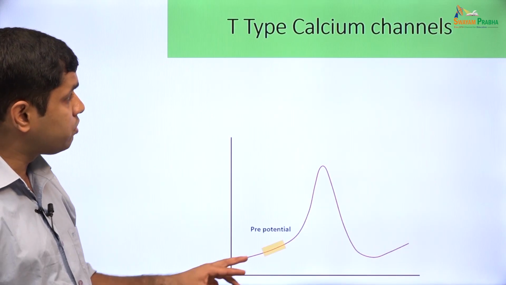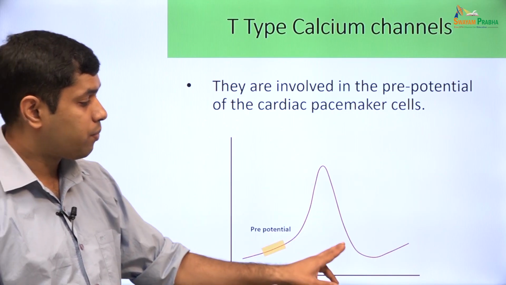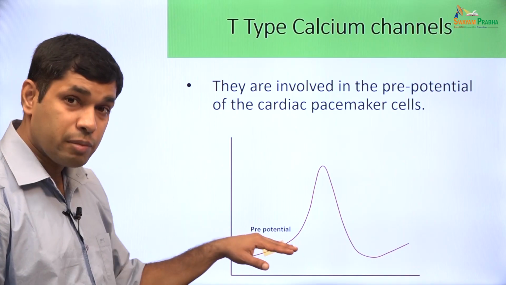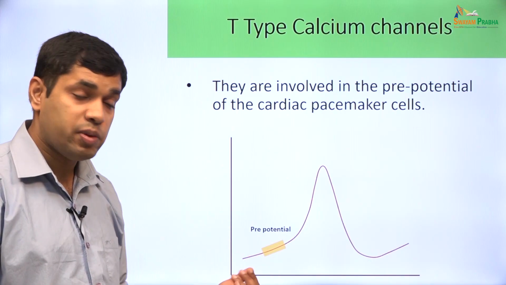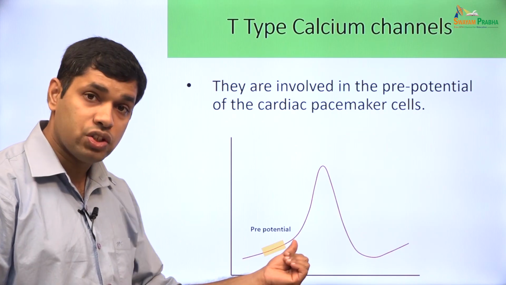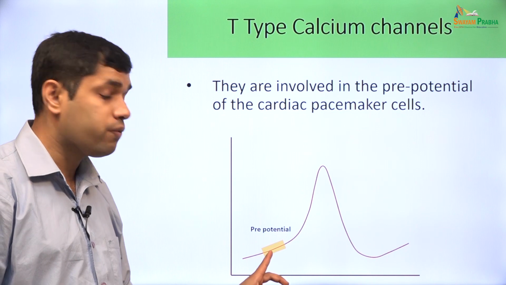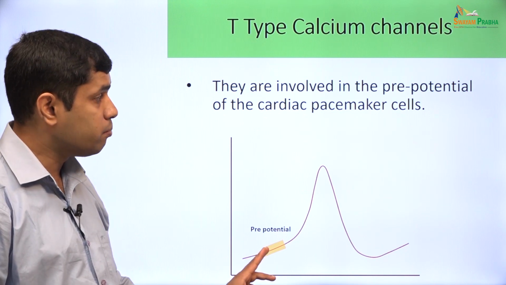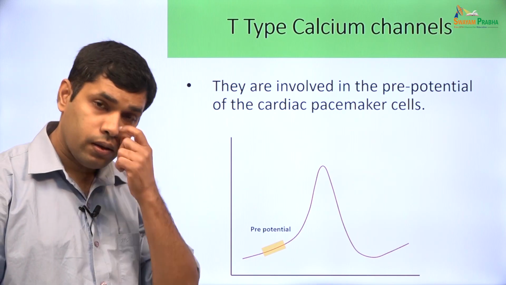The T-type calcium channel is important in the pre-potential of the cardiac pacemaker cells. Now the cardiac pacemaker cell does not have a resting membrane potential, but when you study the action potential of the pacemaker cells, you will realize that there is a pre-potential, and there are a few ion channels and transporters that are responsible for this. One of them is the T-type calcium channel. So the T-type calcium channels are important for the pre-potential of the cardiac pacemaker cells.